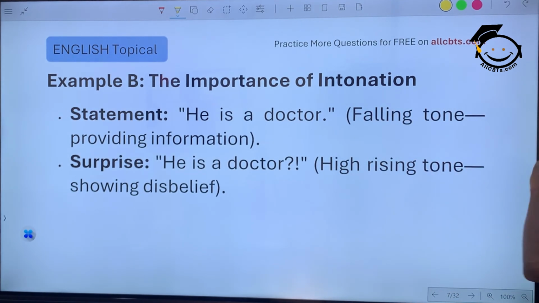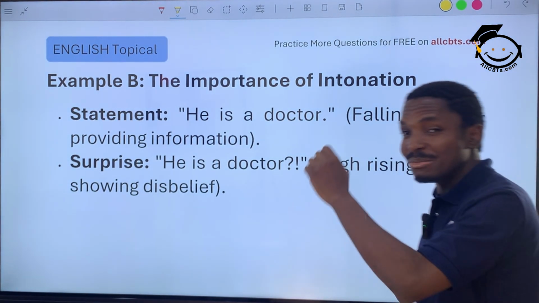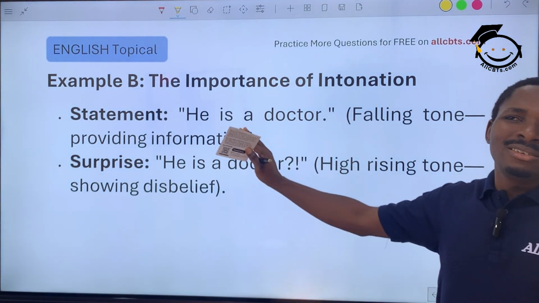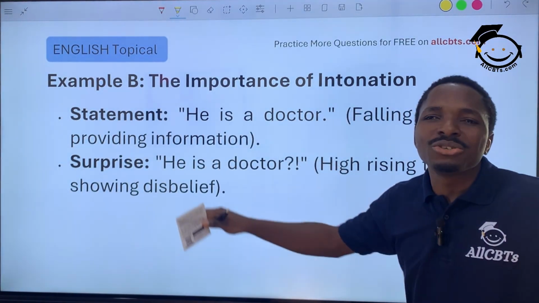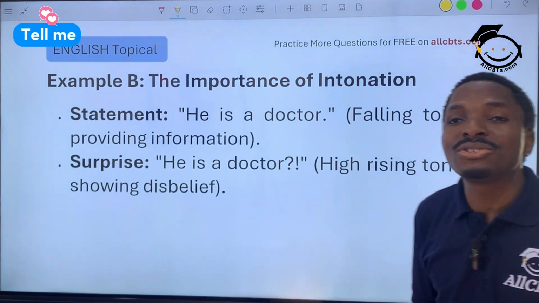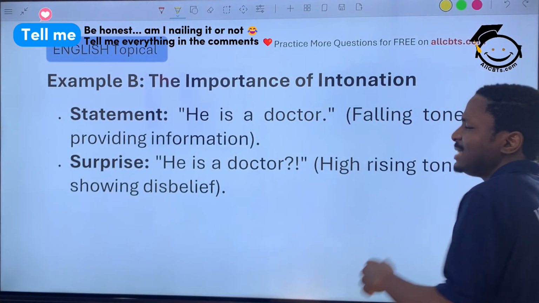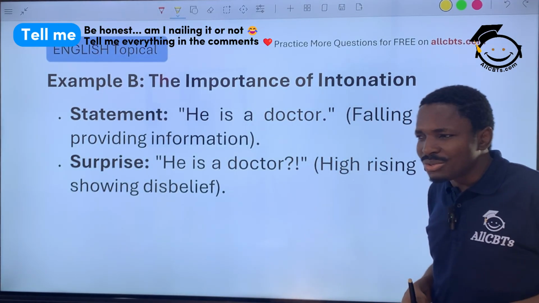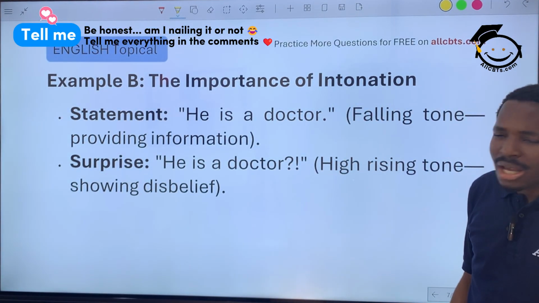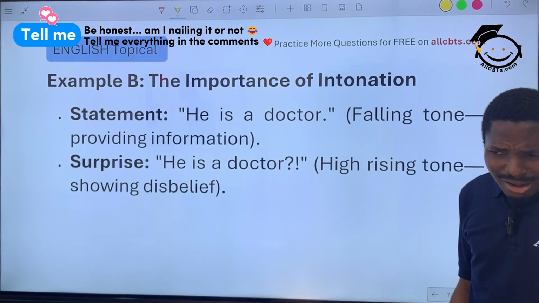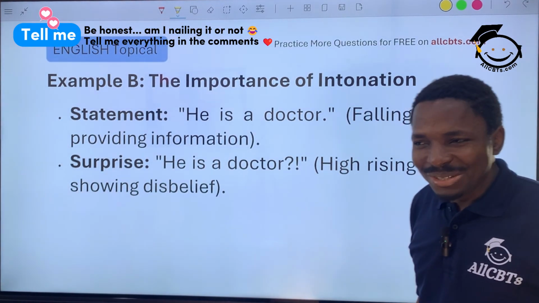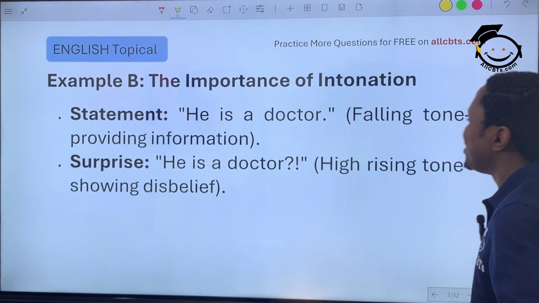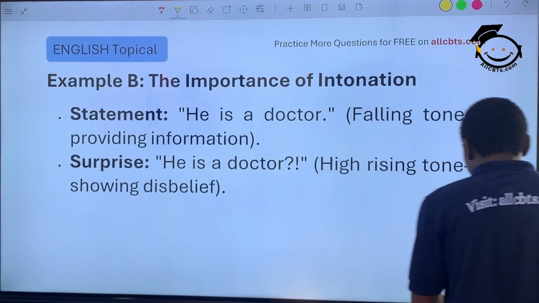He is a doctor. I already explained this. I'm just giving you examples to back my explanation. He is a doctor. Statement. You don't need to provide any information, any fact. That's a straight statement. And then you have, he's a doctor? Probably he does something that was really ridiculous, and out of wonder, you said, he's a doctor? How could he do such a thing? A doctor? A doctor? You see now, my voice builds up. So that's high rising tone.